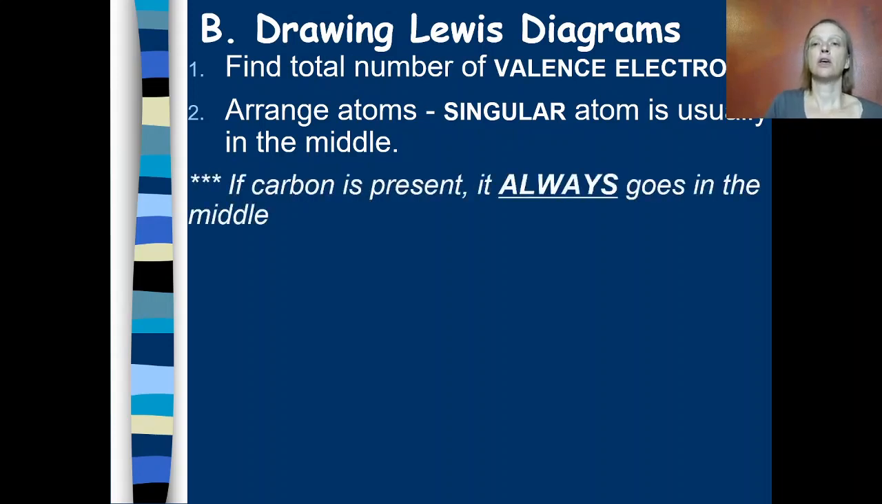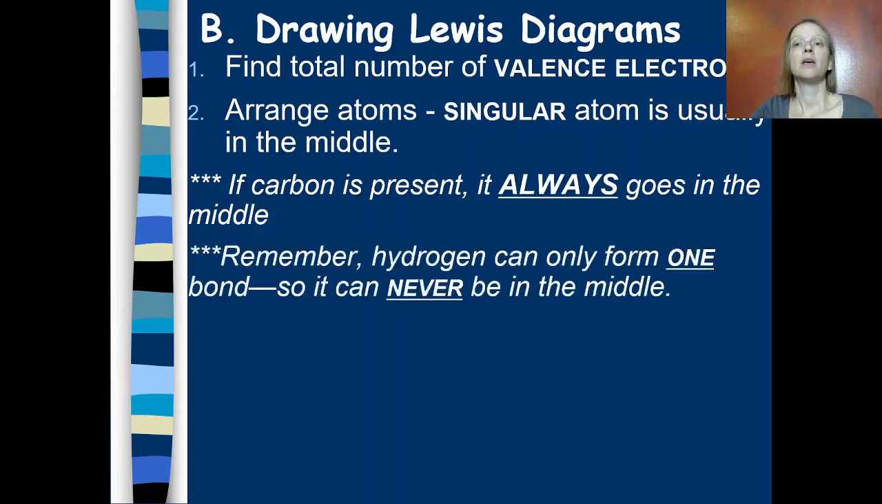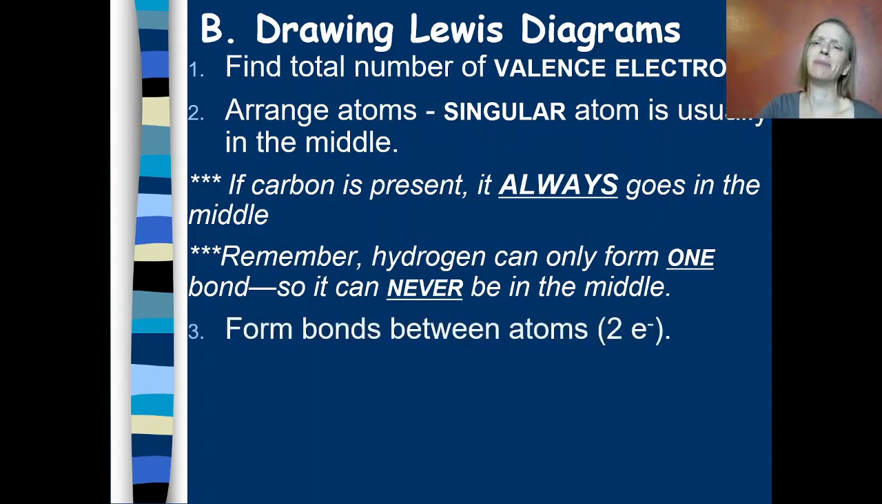Before I go next, there are a couple rules to guide you with placing these atoms. If carbon is present, it always goes in the middle. If hydrogen is present, it can never go in the middle because hydrogen, as we said on the previous slide, can only form 1 bond. So it can never be in the middle of a molecule.